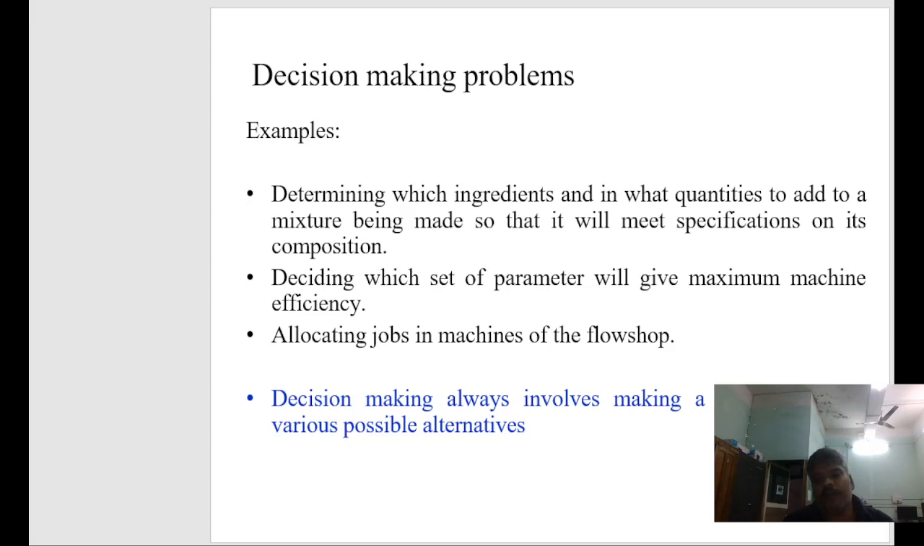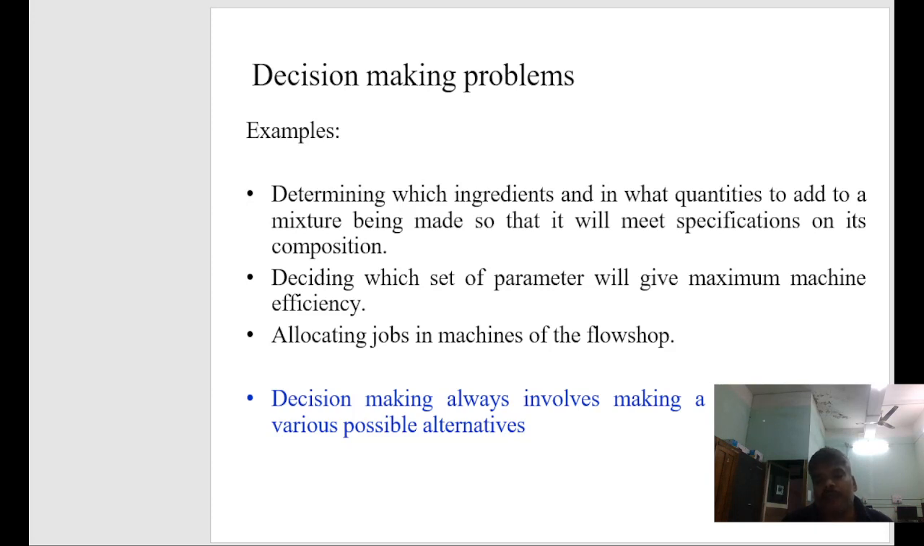Deciding which set of parameters will give maximum machine efficiency. Suppose you are working in a power plant, then how much should be the temperature of steam, the turbine heat exchanger pressure, the boiler pressure? These are the things you have to decide so that your profit will be maximum. Allocating jobs in machines of the flow chart. Suppose you are doing production of a car, then how the job will flow in the machines so that our productivity will be high.